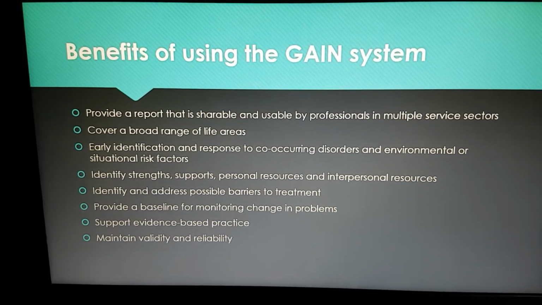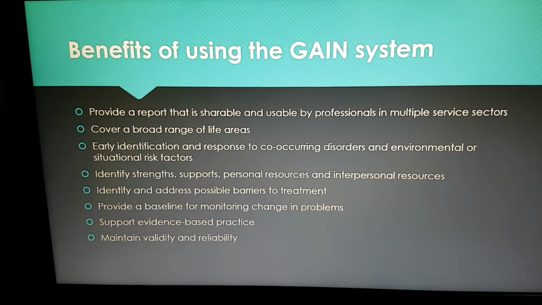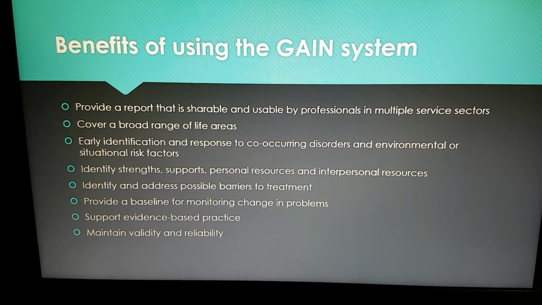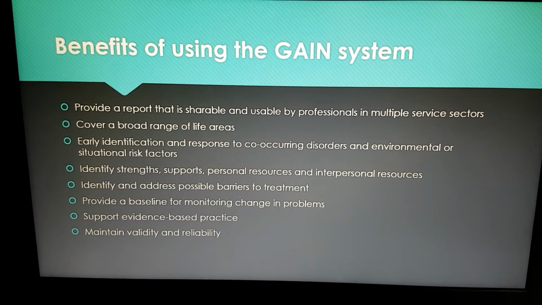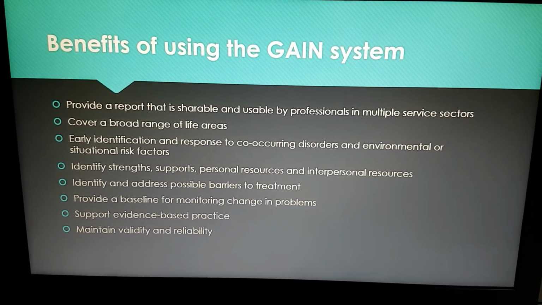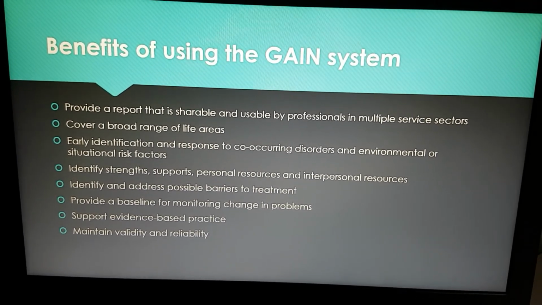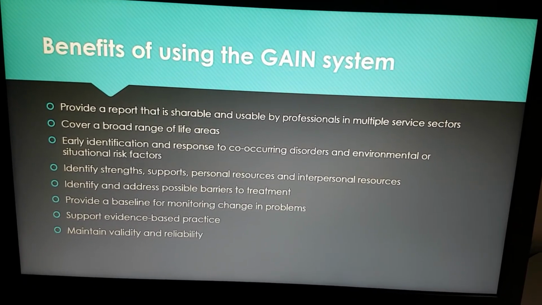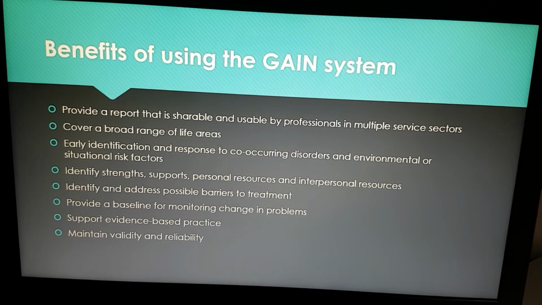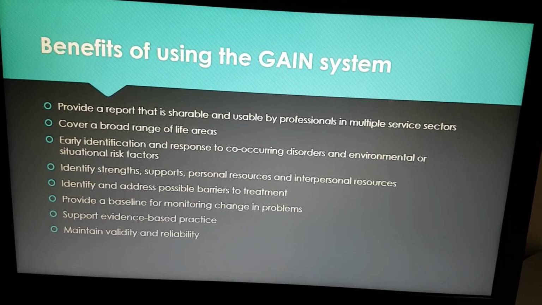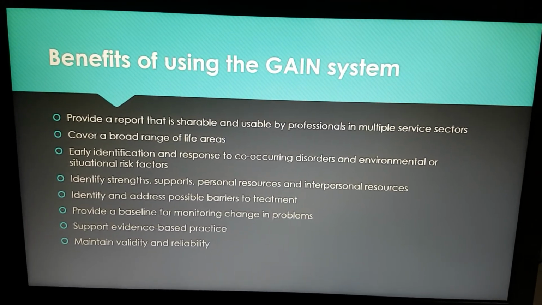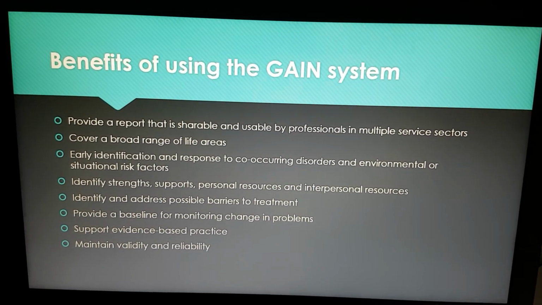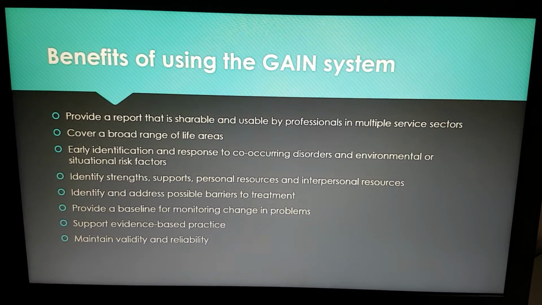So next is just a nice little slide on the benefits of using the GAIN system. The main one, like we said earlier, is to provide a report that is shareable and usable by professionals in multiple service sectors. It covers a broad range of life areas. It allows early identification and response to co-occurring disorders and environmental or situational risk factors. It identifies strengths, supports, personal resources and interpersonal resources. It identifies and addresses possible barriers to treatment, provides a baseline for monitoring change in problems, supports evidence-based practice, and maintains validity and reliability.